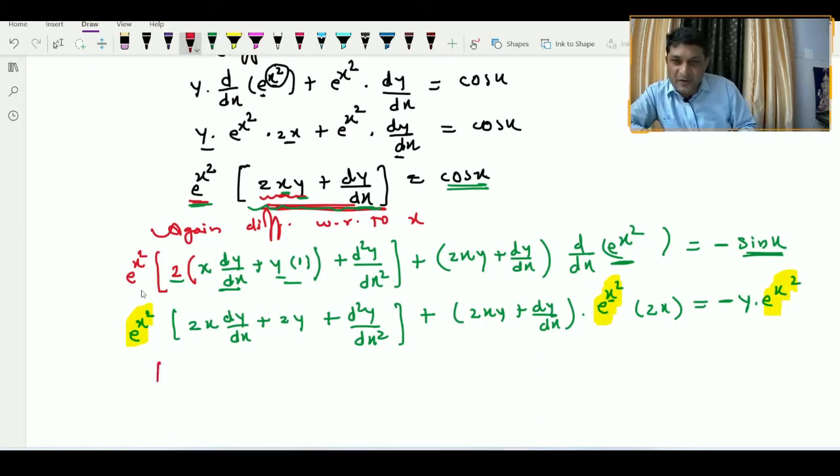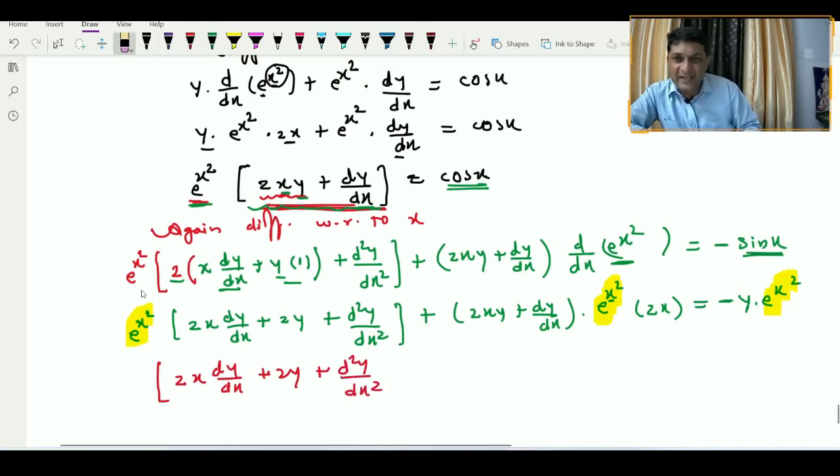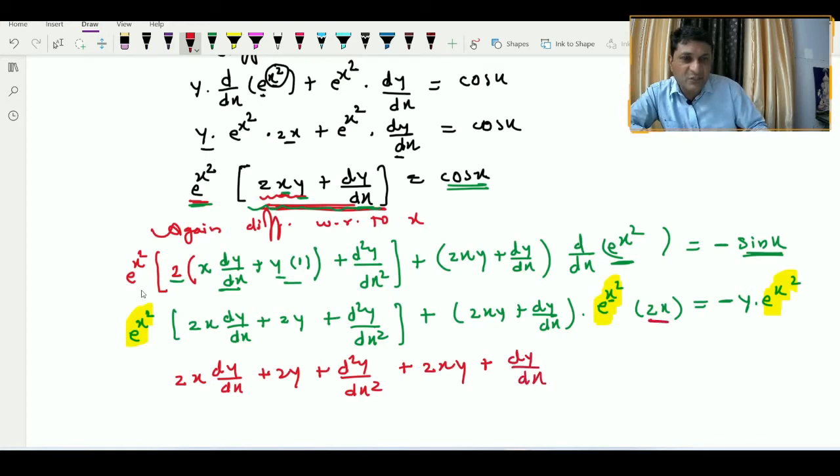After cancelling e raised to power x square, write down the remaining terms: 2x dy by dx plus 2y plus d2y upon dx square. Better way, open the brackets here. Let us see what we'll get. Plus 2xy plus dy by dx, but this 2x is multiplied to both the terms, isn't it? If I'm multiplying by 2x to the first term, here we will get 4x square y, and if I'm multiplying to this term, here we'll get 2x dy by dx, and this minus y on this side will become plus y, remaining term on this side is 0.